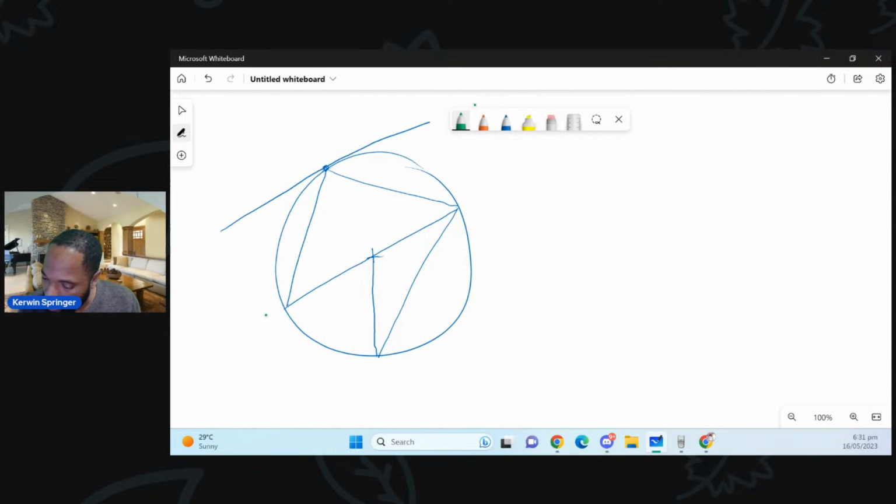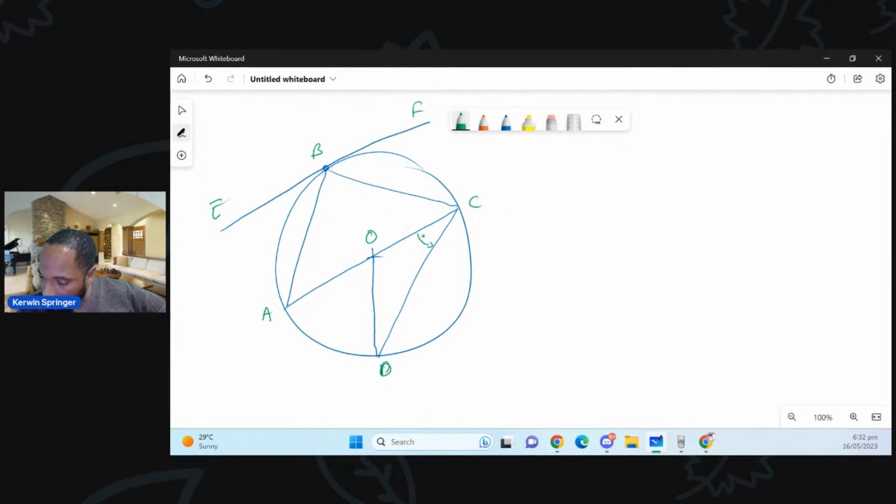So let's label some points: A, B, C, D, O. Then E and F. So they will say EF is a tangent. They will let you know AC is a diameter. And what else? They will give you the value of this angle.